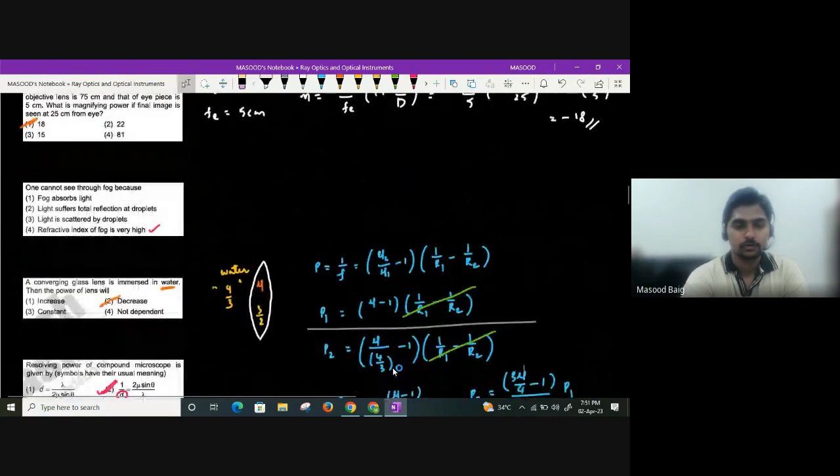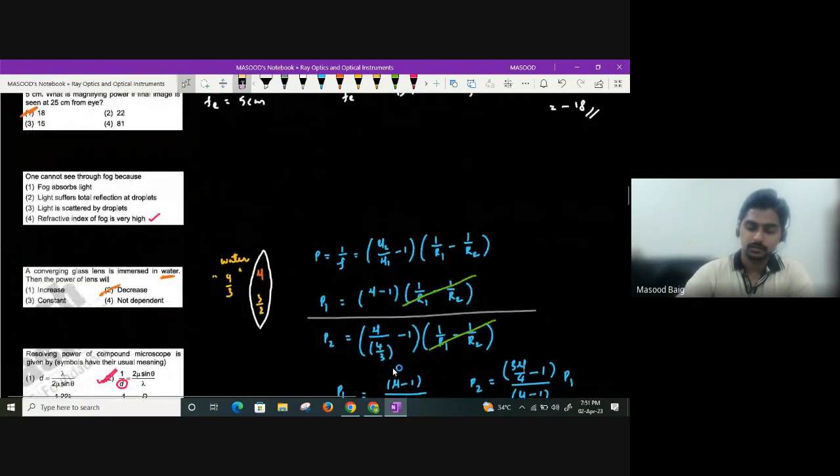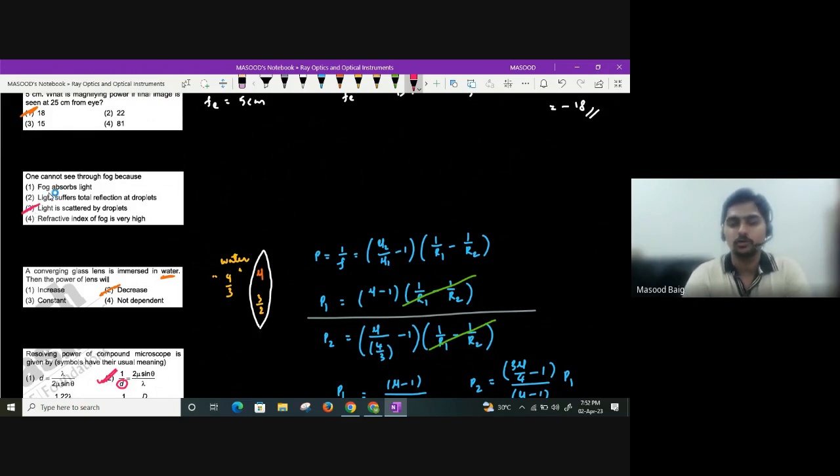And one more question which I think we supposedly did wrong. That is this question, guys, which is: one cannot see through fog because of scattering. It is not because the refractive index of fog is very high. It is due to light being scattered by the droplets present in the fog. We cannot see through fog, guys. It is not that the refractive index of fog is very high. It may be dense, right?